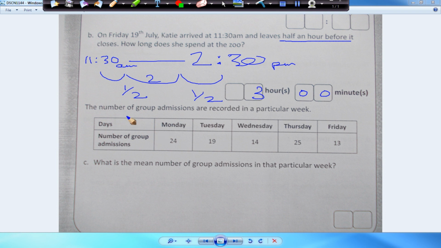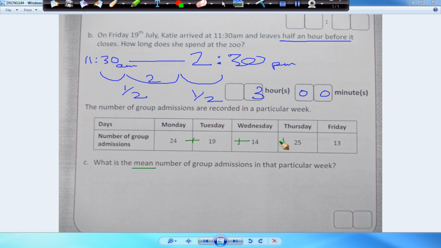Well done. Okay, the number of group admissions are recorded in a particular week. What is the mean number of group admissions in that particular week? First of all, put your hand up if you know what it means by the word mean. Everybody knows the word mean. Okay, let's have Muniba. What does the word mean indicate? Divide it by how many? Divided by 5. Divided by how many there are.